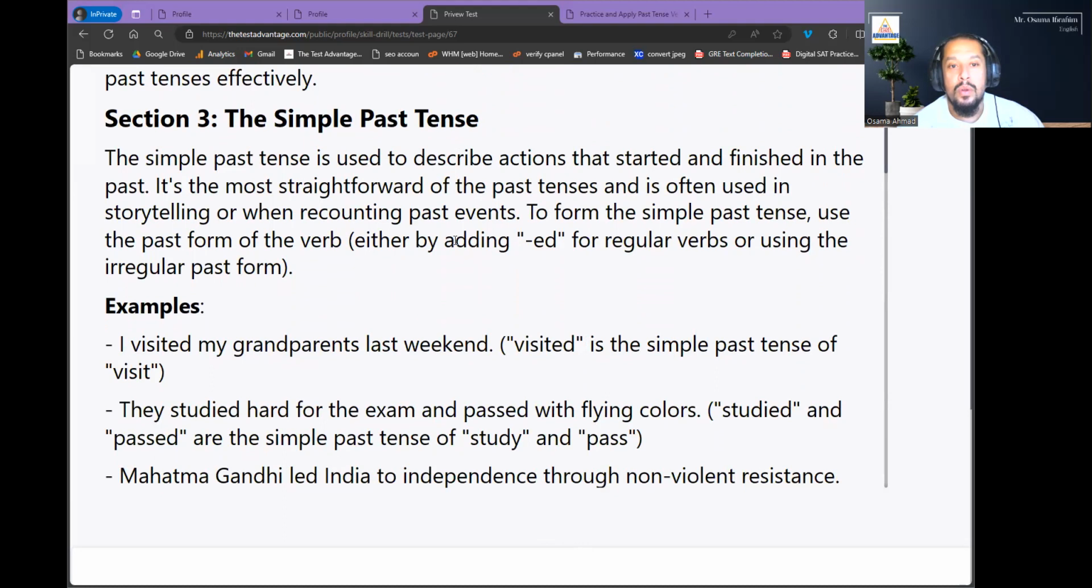Now let's begin with section 3, the simple past, ed verbs. The simple past is used to describe actions that started and finished in the past. It is the most straightforward of the past tense verbs and is often used in storytelling or in recounting past events. To form the simple past, use the ed for regular verbs. Use the irregular past form for irregular verbs.